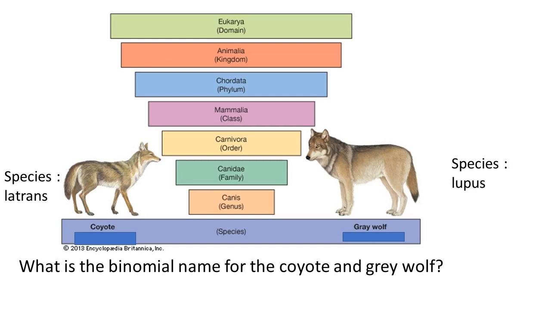I'd like you to write down in that box the binomial name for the coyote, and in the next question after that, I'd like you to write down the binomial name of the grey wolf. Remember, you need two names, genus name and species name for each. So pause for a minute, scroll down to the questions, put in your two answers, and then press play.